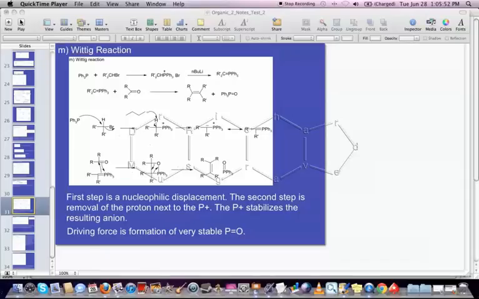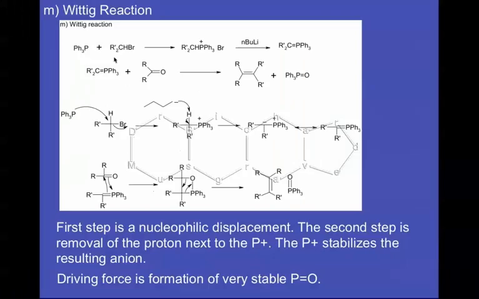I'd like now to talk about the Wittig reaction. And the Wittig reaction is actually in two parts. First of all, the formation of the Wittig reagent, which is brought about by the reaction of triphenylphosphine with an alkyl halide, and then treatment with N-butyllithium to form the Wittig reagent. Then this Wittig reagent is reacted with an aldehyde or ketone to form an alkene and triphenylphosphine oxide as products.